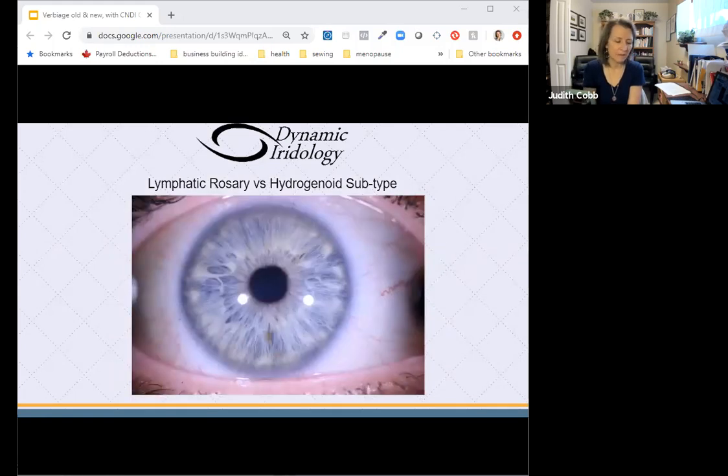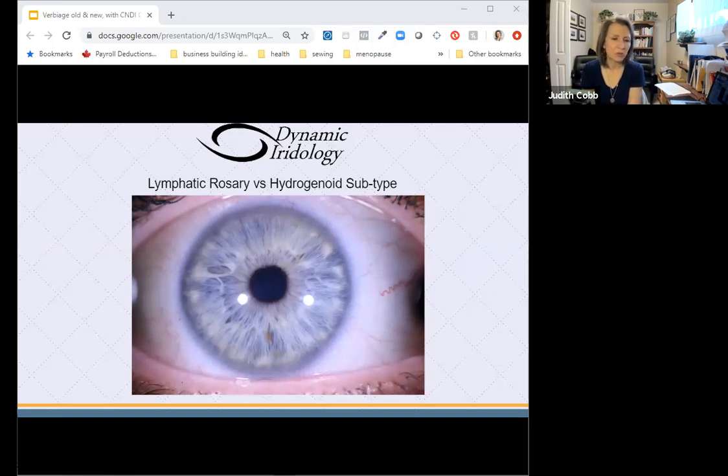Then we have the lymphatic rosary, which we now call the hydrogenoid subtype. I'll use a pen, this is a little better. As we come around the edge of the iris, we see this white, clouding, dotty stuff coming around. That is what used to be called the lymphatic rosary. And for some people, the religious connection isn't appreciated. I didn't grow up in a religion that used a rosary, so some people don't like that kind of a link. However, that's not what's important here.